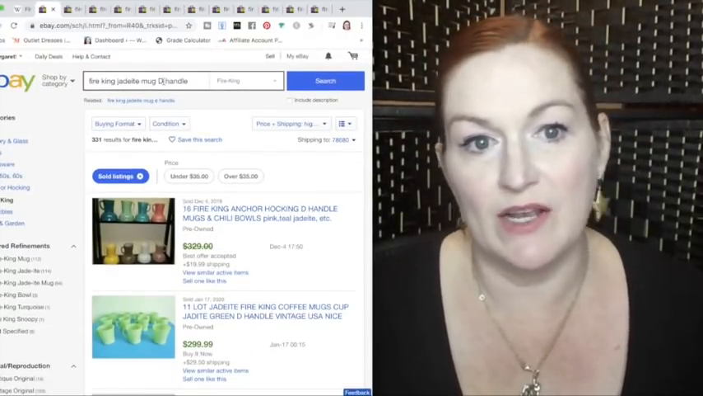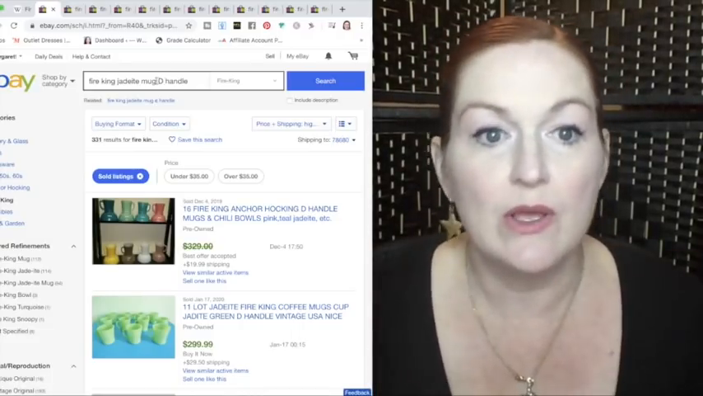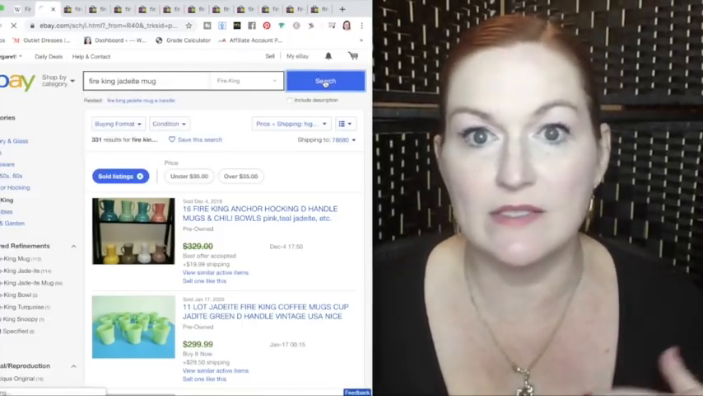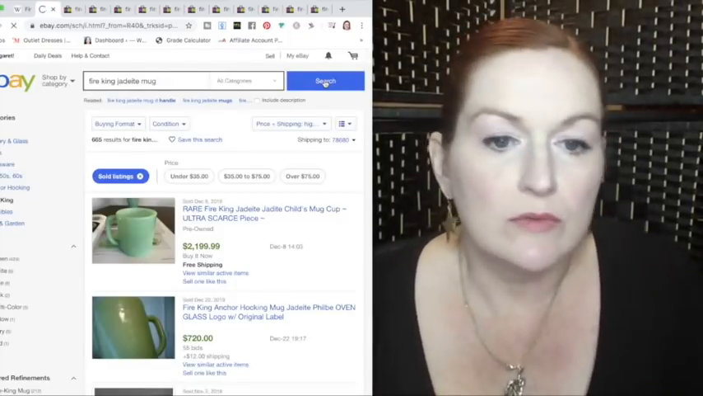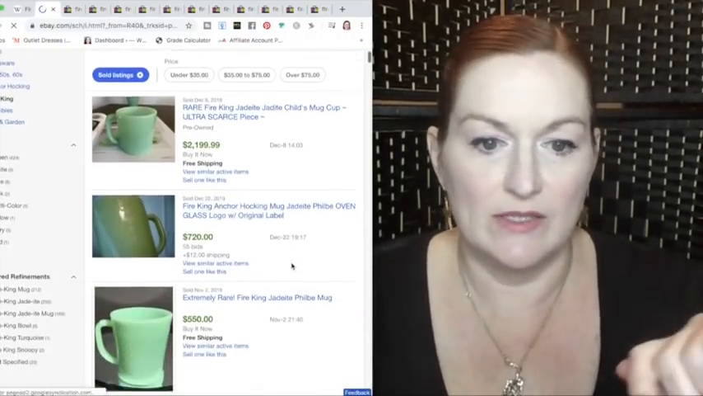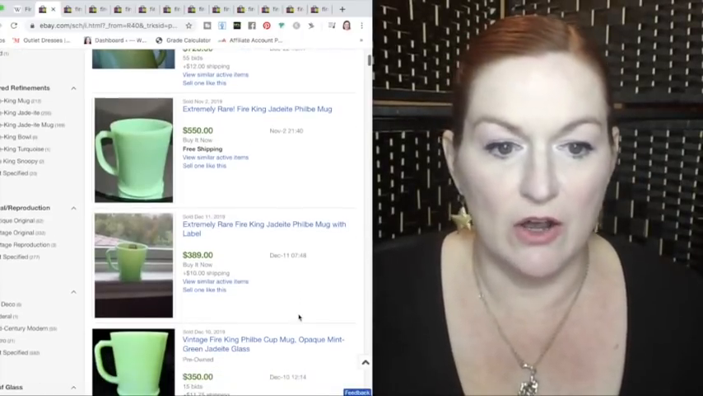There are a couple different kinds of handle. There's a D handle, which is shaped more like a D, and there's a C handle. Let me just take that out, because either way, it doesn't matter, because the C handle and the D handle both sell. Okay, so yeah, I don't know about this one. That's crazy high like that. I always wonder.